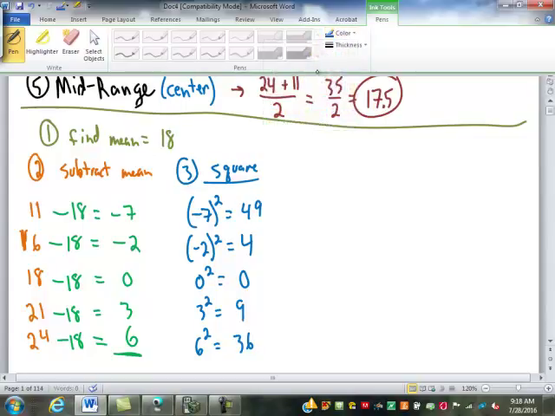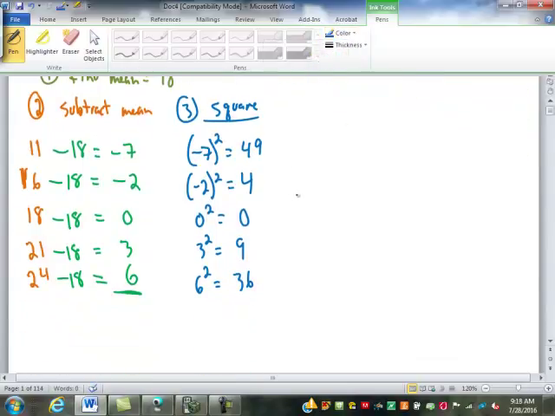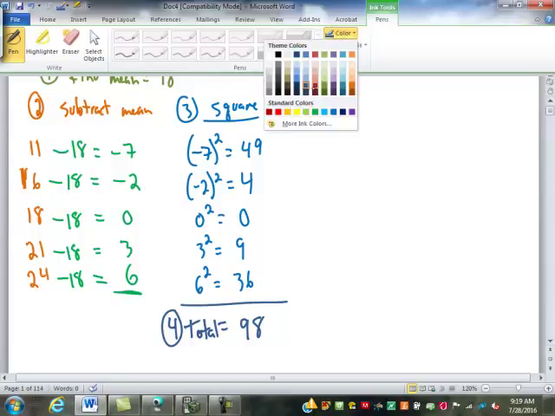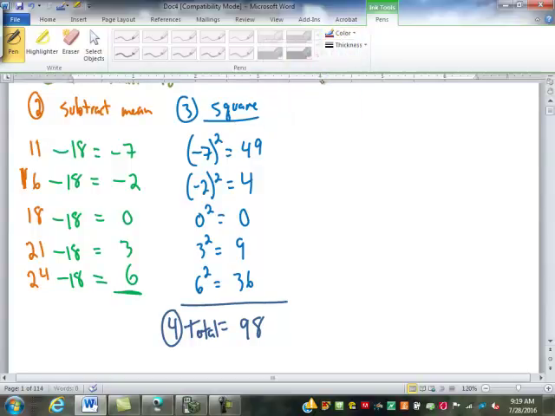Step 4. Find the total. Which does come out to be 98. You are correct. And then step 5.